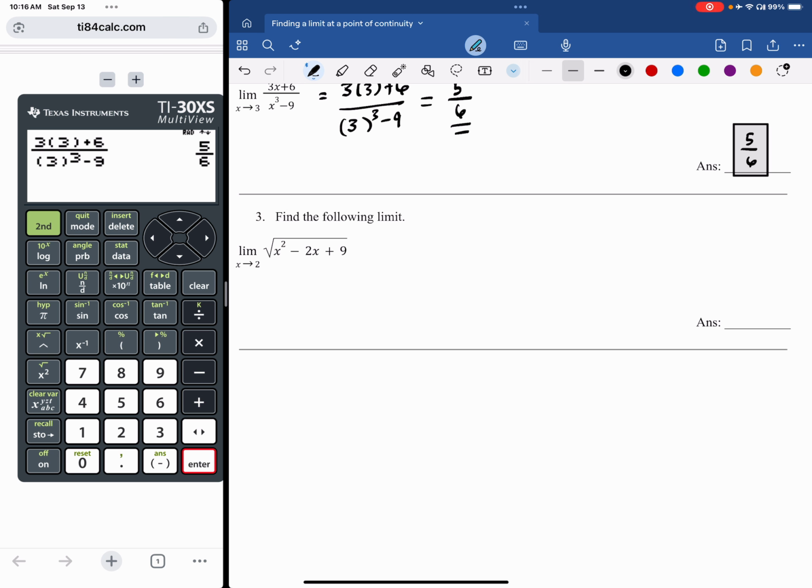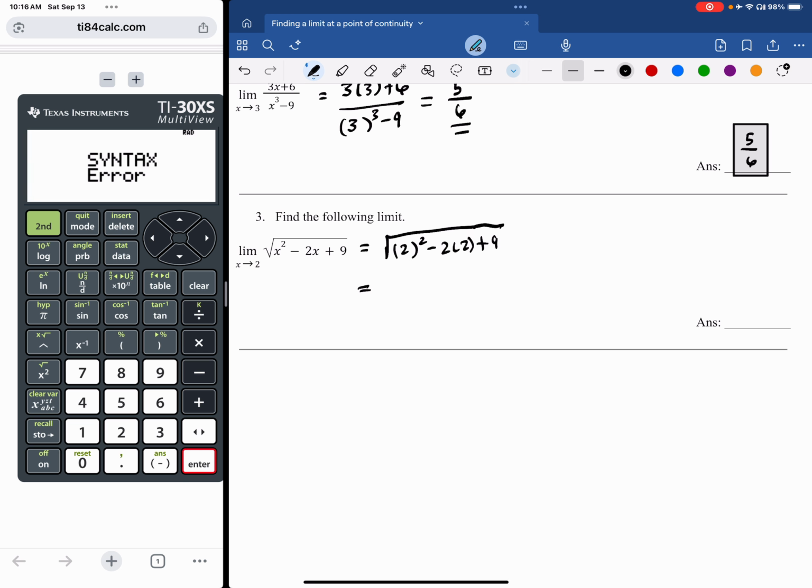So we have the limit as x approaches 2 of the square root of x squared minus 2x plus 9. I'm going to try direct substitution first. That's what I always want to do. I'm going to have the square root of 2 squared minus 2 times 2 plus 9. Make sure your writing's clear. Plug this into my calculator. So I'm going to do second x squared for the square root. 2 squared minus 2 times 2 plus 9.